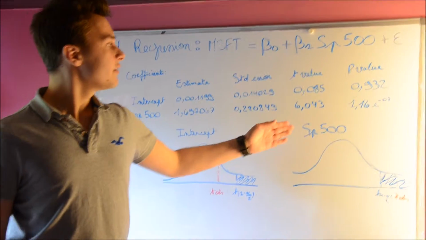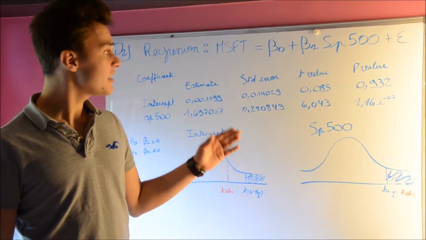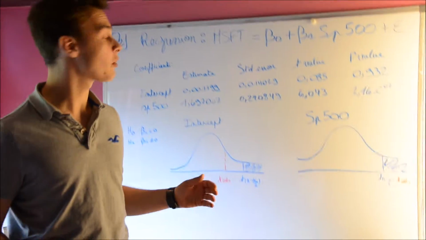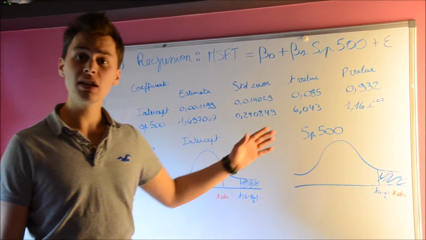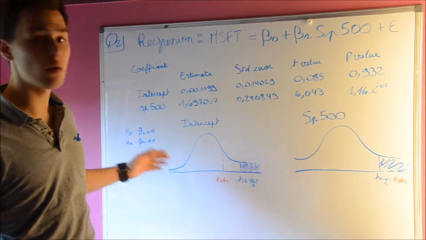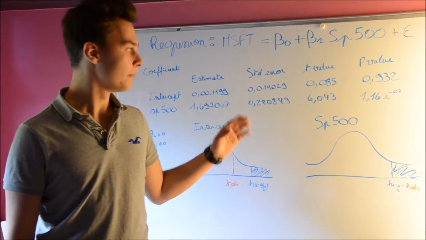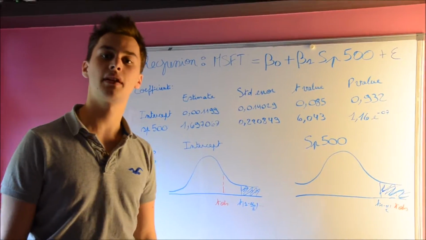On the contrary, for the SP500, the p-value is very much lower than 5%. It means that we reject the null hypothesis that the beta 1 is equal to 0, and we can say that the estimated parameter is statistically significant.